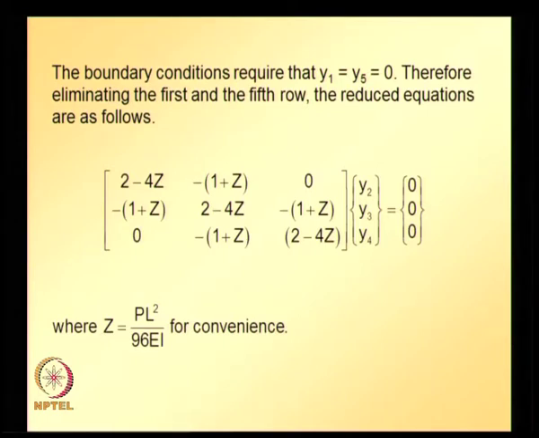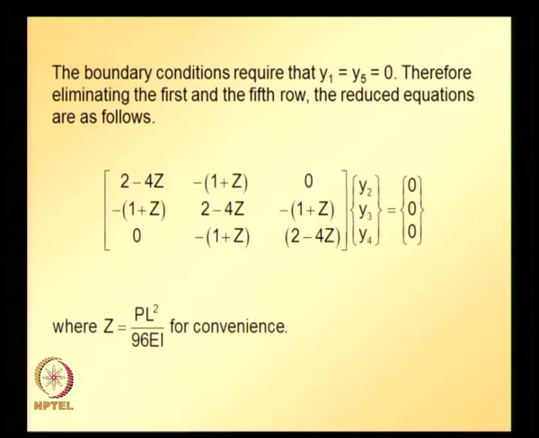So, the eigenvalues can be computed by setting the determinant of the matrix equal to 0, because to have a non-trivial solution, the determinant of the matrix should be equal to 0. The trivial solution is y2, y3, y4 equal to 0. That is not what we are looking for; we are looking for a non-trivial solution. So, the determinant of the matrix should be equated to 0.